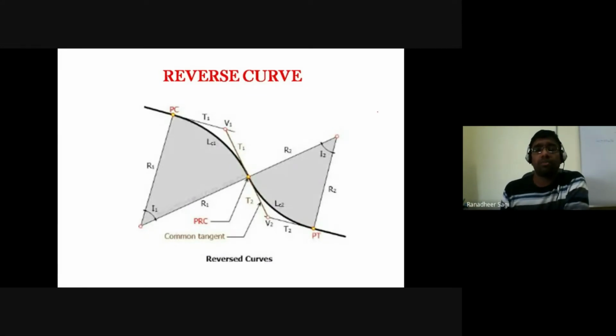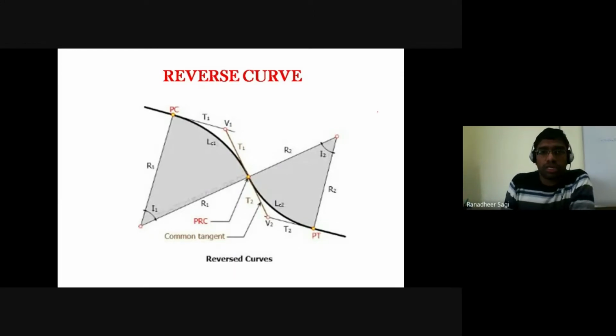In our last couple of classes, we have been talking about our simple curve and our compound curve. In detail, we saw the elements of those simple and compound curves and how we set them out. We have different methods, but we focused on only some of them, just to have an idea of how we are going to set out our simple or compound curves in the field.